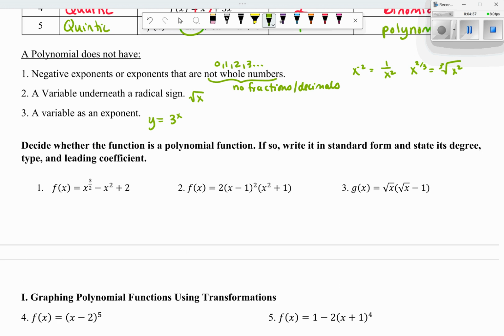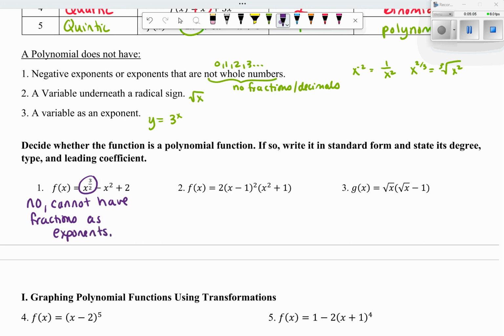For the next part, it says decide whether the function is a polynomial function. If so, write it in standard form and state its degree, type, and leading coefficient. Right away, we see we have this x to the 3/2 power, so this is not a polynomial. And why is that? Because polynomials cannot have fractions as exponents.